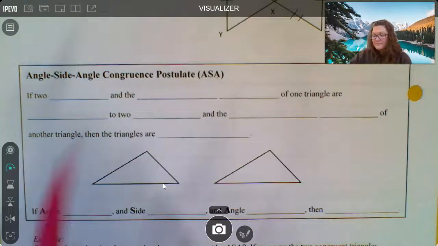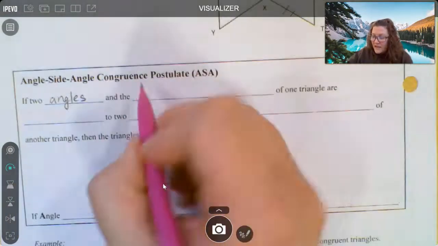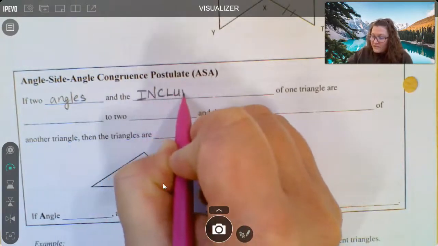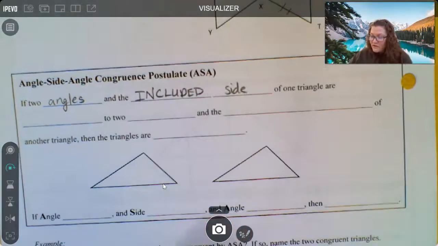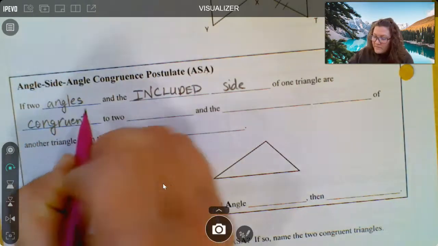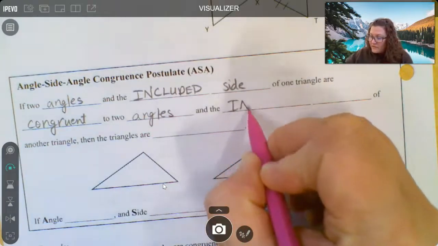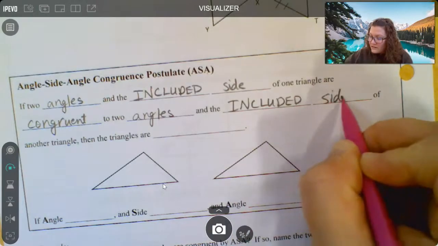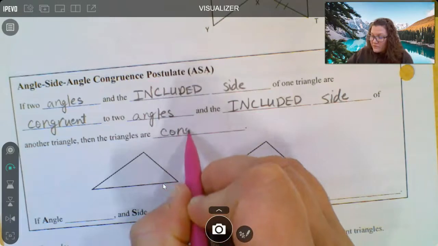So let's get started. If two angles and the included side of one triangle are congruent to two angles and the included side of another triangle, then the triangles are congruent.